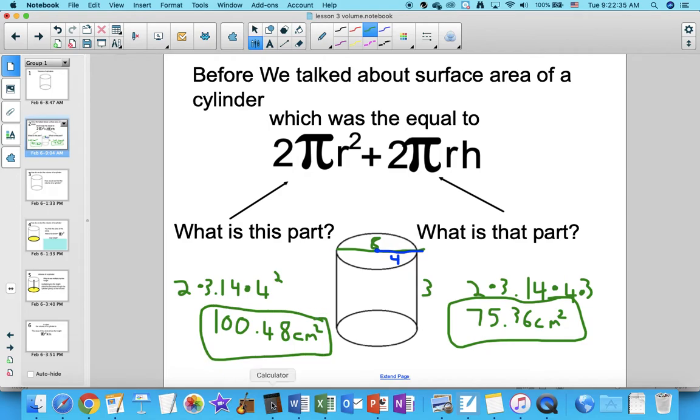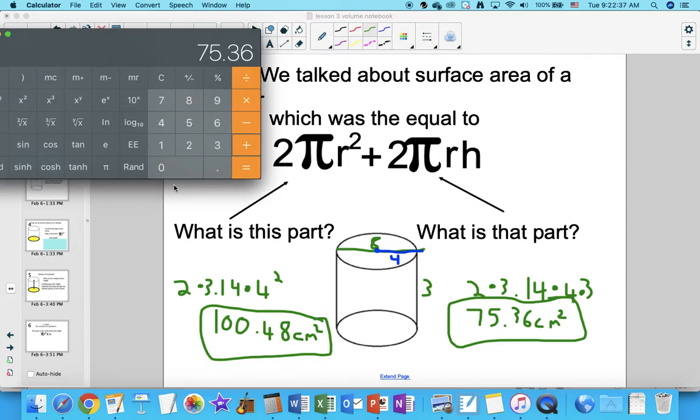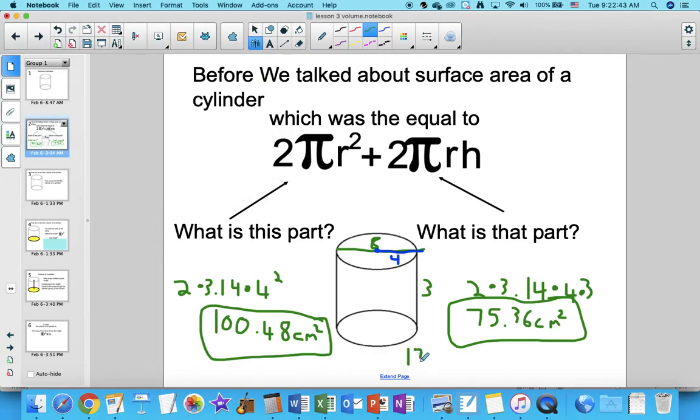Now I just add them up, right? So I take that, add that to this, so it's 100.48, 175.84, 175.84 centimeters squared. Take it piece by piece, right?